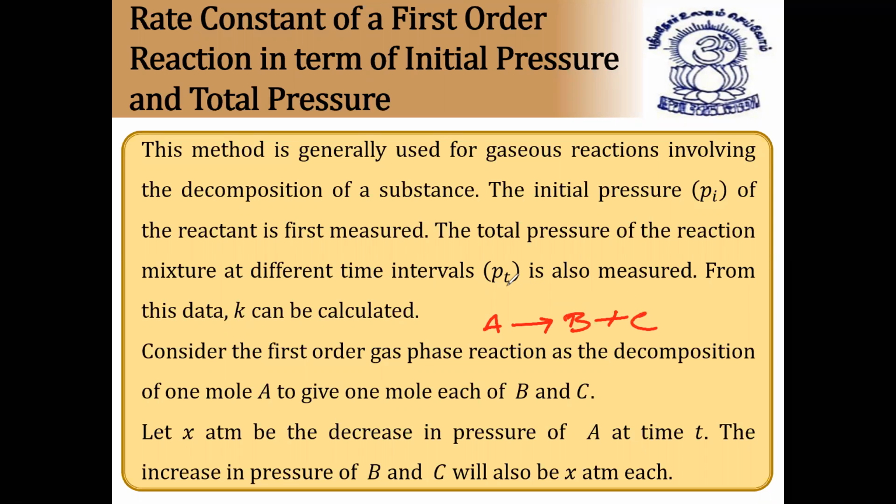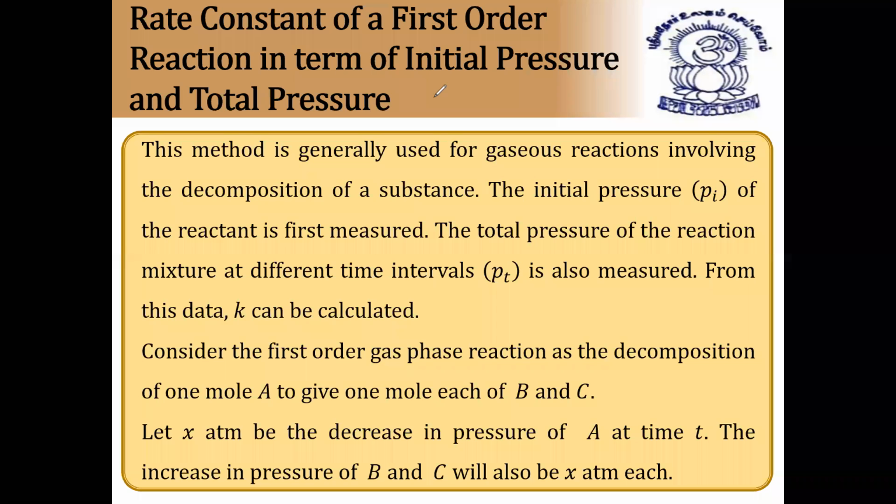So for this reaction, let x atmosphere be the decrease in the pressure of A at time t. After passing of time, the pressure of A decreases, and the pressure of B and C will increase. So the increase in pressure of B and C will also be equal to x atmosphere each. So initially it is 1, 0, 0, this becomes 1 minus x, and this becomes x, and this becomes x. So in this way you have to calculate decomposition. So I hope it is clear.